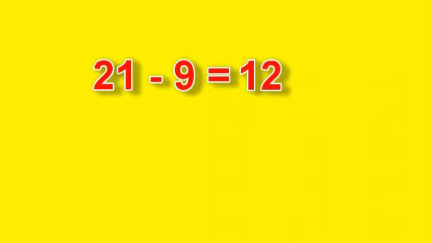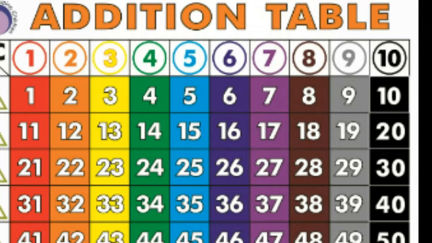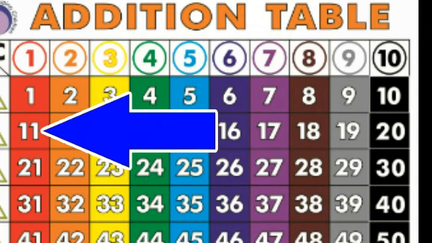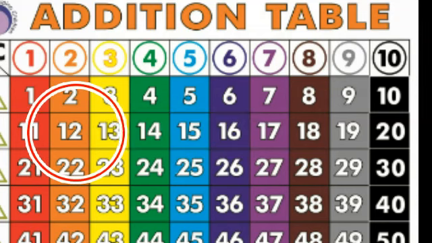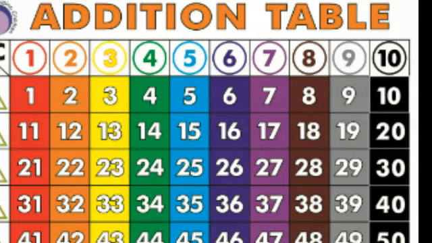Let's validate using our addition table. 21 minus 10 is 11, plus 1 is 12. Did we get the same result? Of course, yes. At bakit plus 1? Dahil sobra-sobra ang ating minus sa kanya, ibabalik natin ang hindi sa atin.